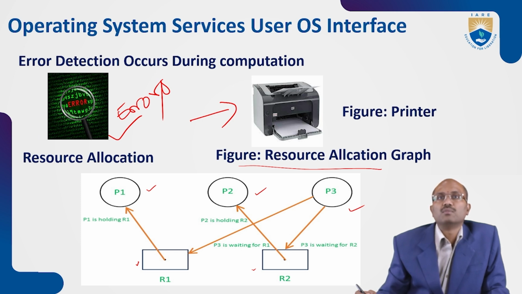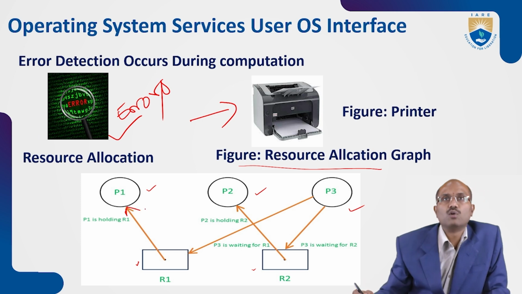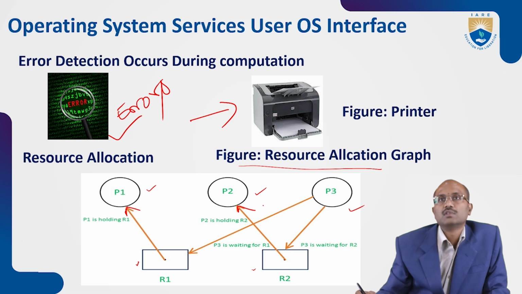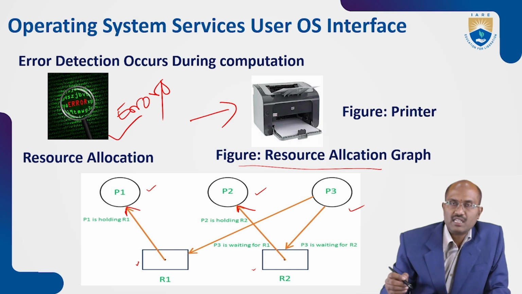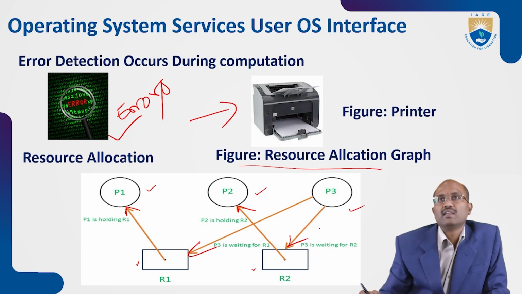The arrow from resource to process shows that process P1 is holding R1. Again, resource R2 shows that process P2 is holding resource R2. Process P3 is waiting for resource R1. Process P3 is waiting for resource R2.